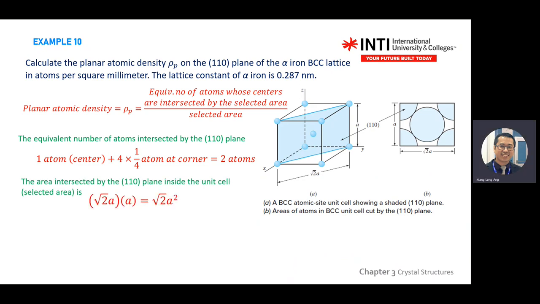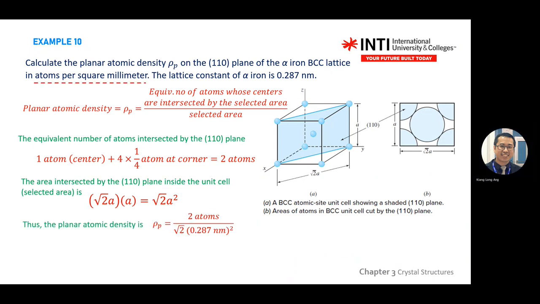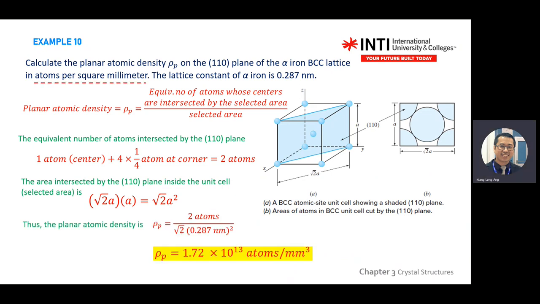So you know that the area of this plane is square root 2a multiplied by a. You get square root 2a squared. So you take this one divided by this one. All right. So the answer is 1.72 times 10 power 13 atoms per mm cubed.